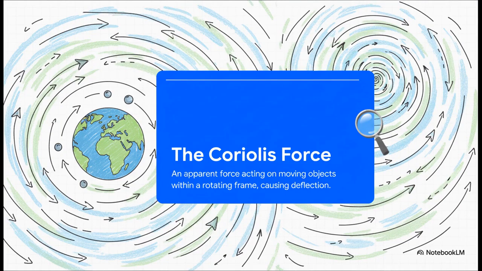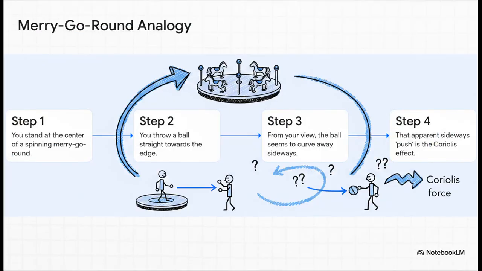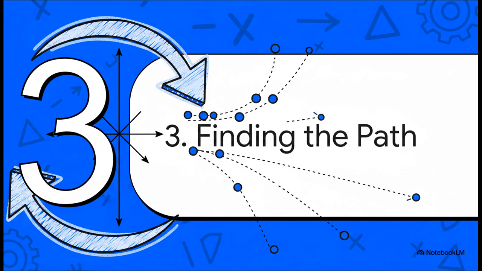And the main culprit, the star of our show, is one of these fictitious forces you've probably heard of, the Coriolis force. It's this ghost force that seems to push on anything that's moving, but only when you're watching from inside a rotating system. Okay, picture this. You're on a spinning merry-go-round. You try to throw a ball in a straight line to your friend who's on the other side. From your perspective, it looks like the ball mysteriously curves away from them. It's as if some invisible force pushed it sideways. But for someone watching from the ground, the ball flew perfectly straight. It was your friend who rotated away from the ball's path. That invisible push you saw? That's the Coriolis effect.